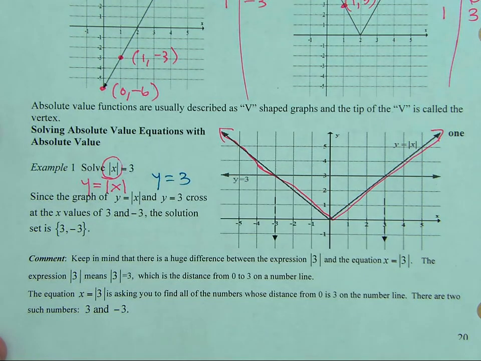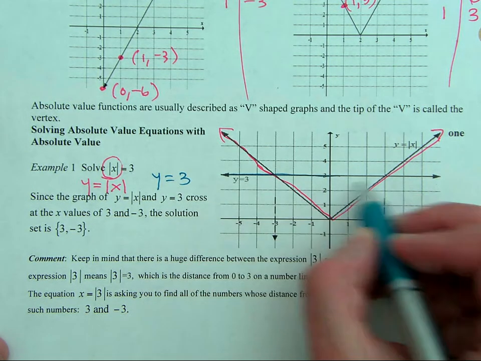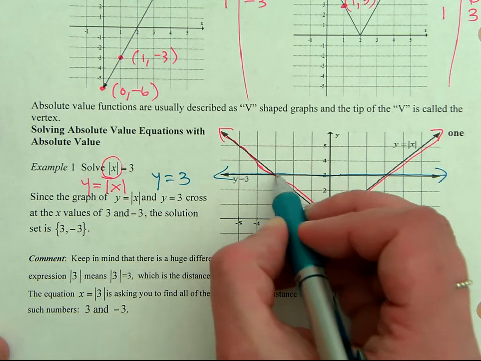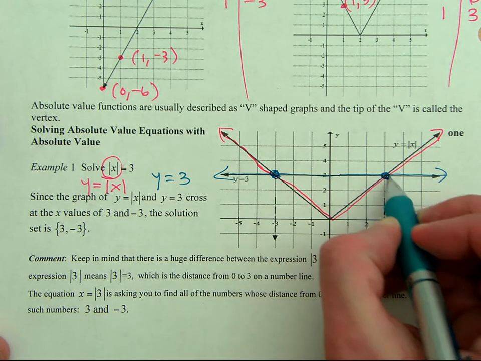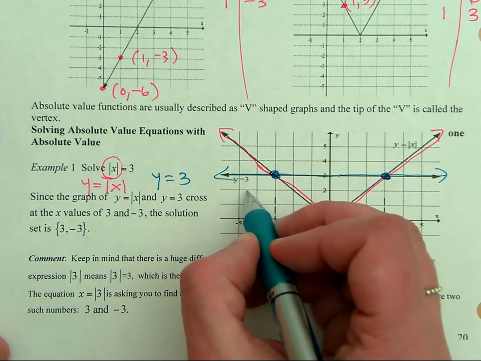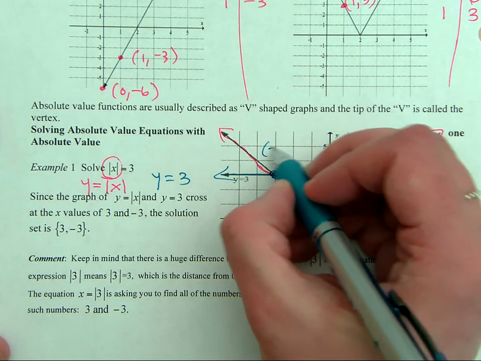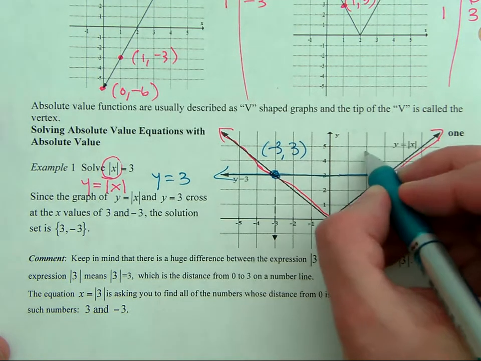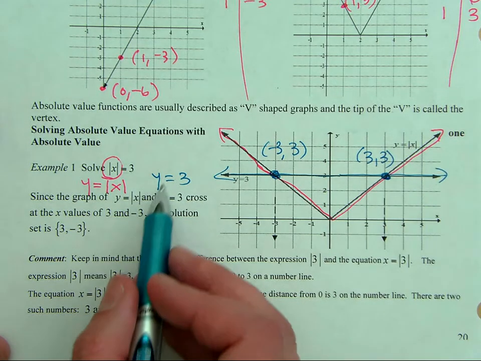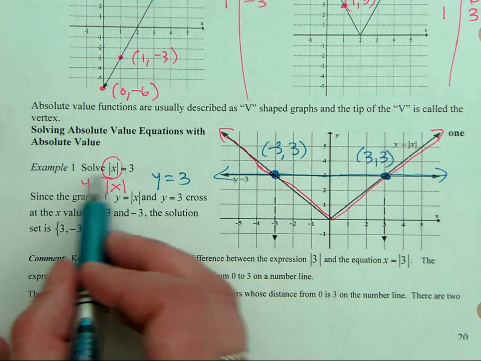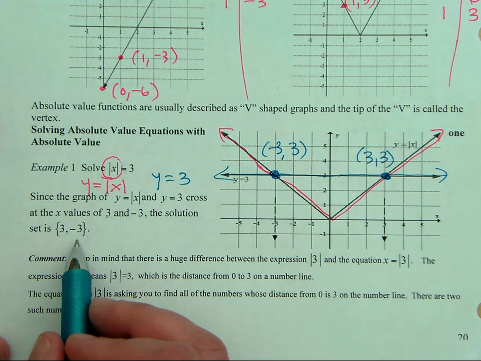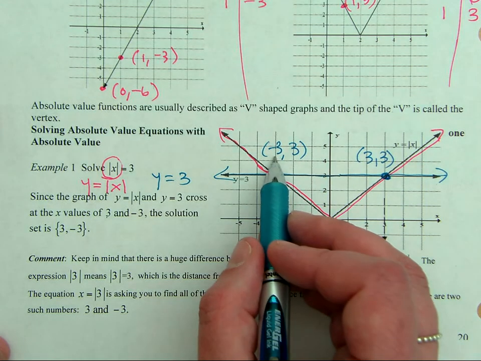And what do you know about the equation y equals 3? It's a line. What kind of line? Yeah, it's a straight line. It's also a horizontal line. So y equals 3 is this line right here. And what we want to determine is what are the points of intersection. So the points of intersection are, yes, this point right here is -3, 3. This point over here is +3, 3. That's because if I plug in +3, the absolute value of 3 is 3, and the absolute value of -3, what's that? Also 3, right?